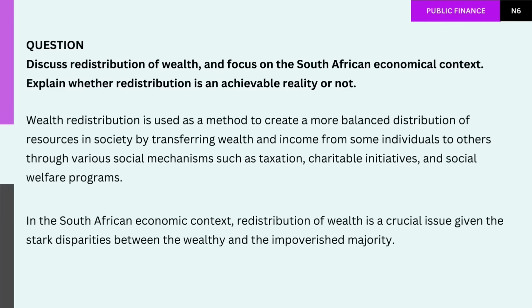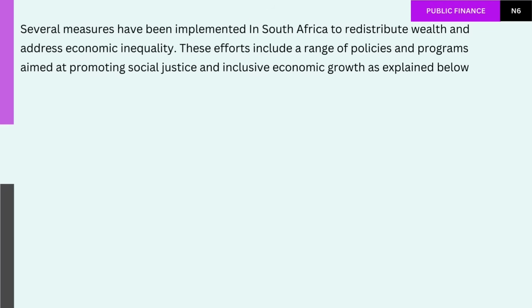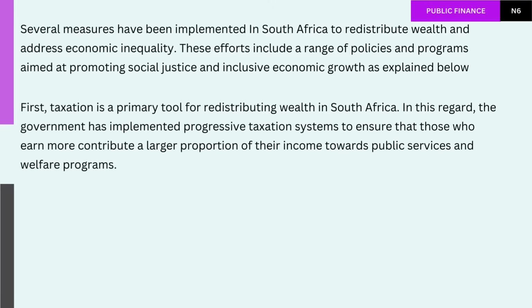In the South African economic context, redistribution of wealth is a crucial issue given the stark disparities between the wealthy and the impoverished majority. Several measures have been implemented in South Africa to redistribute wealth and address economic inequality. These efforts include a range of policies and programs aimed at promoting social justice and inclusive economic growth, as explained below. First, taxation is a primary tool for redistributing wealth in South Africa.